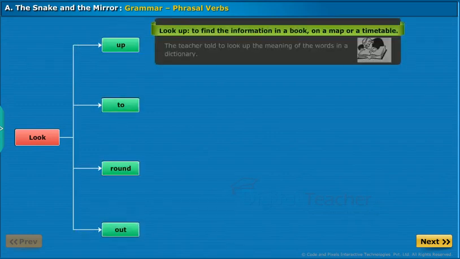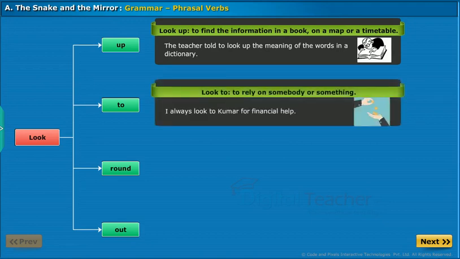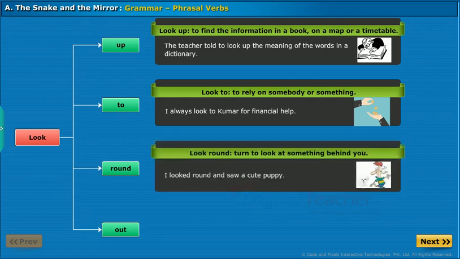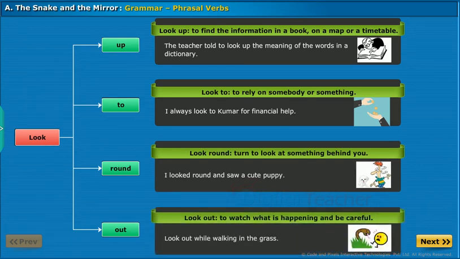The meaning of look up is to find the information in a book, on a map, or a timetable. The meaning of look to is to rely on somebody or something. The meaning of look around is turn to look at something behind you. The meaning of look out is to watch what is happening and be careful. Let us look at another example.